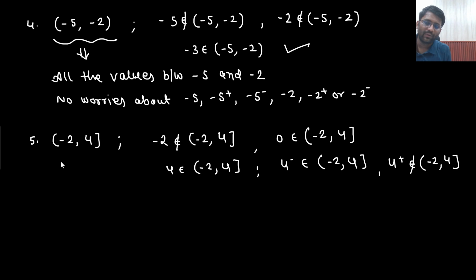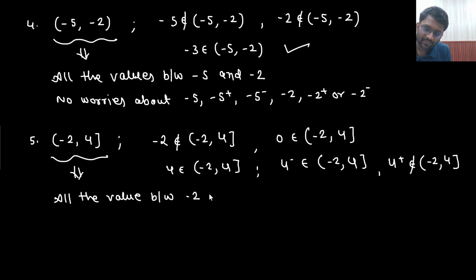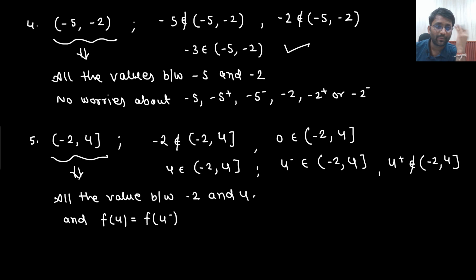What does that mean? You need to care about all the values between -2 and 4, and f of 4 should be equal to f of 4 minus. That's the only demand you are having. Is that understandable to you? Because 4 minus belongs, no? So f of 4 should be equal to f of 4 minus.